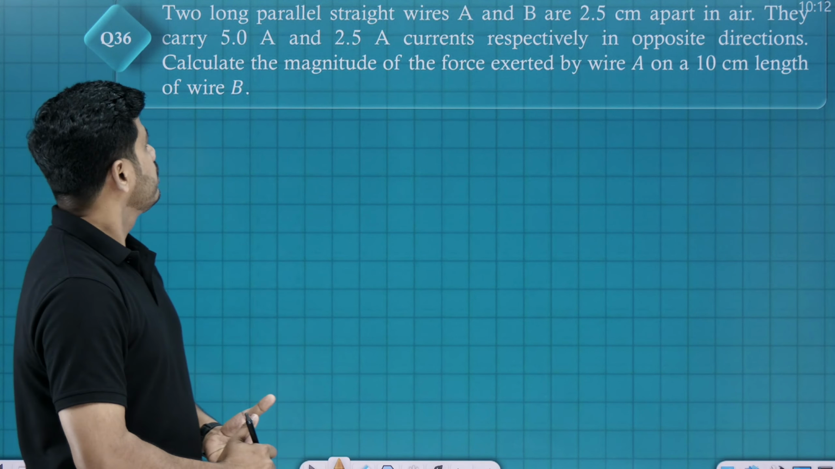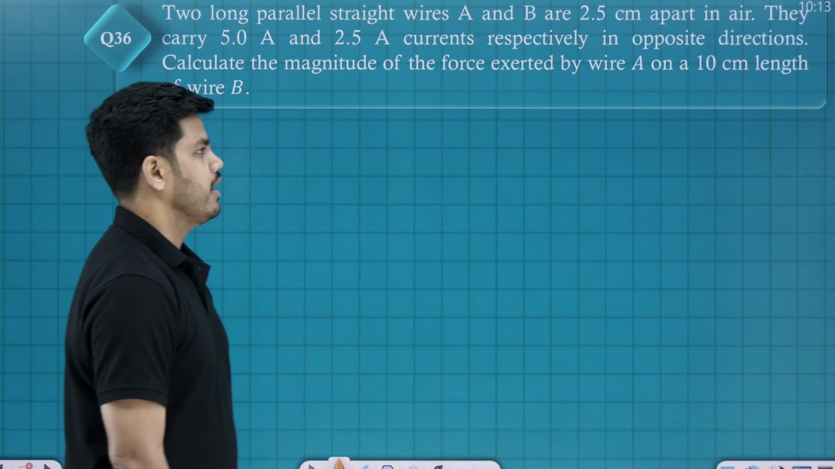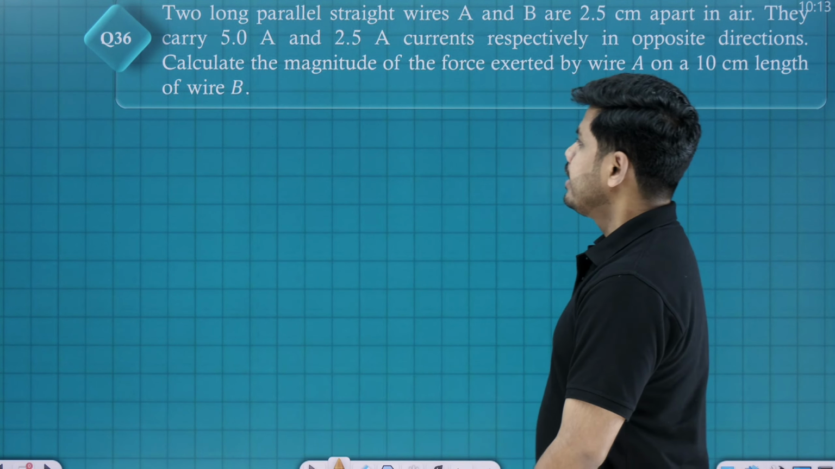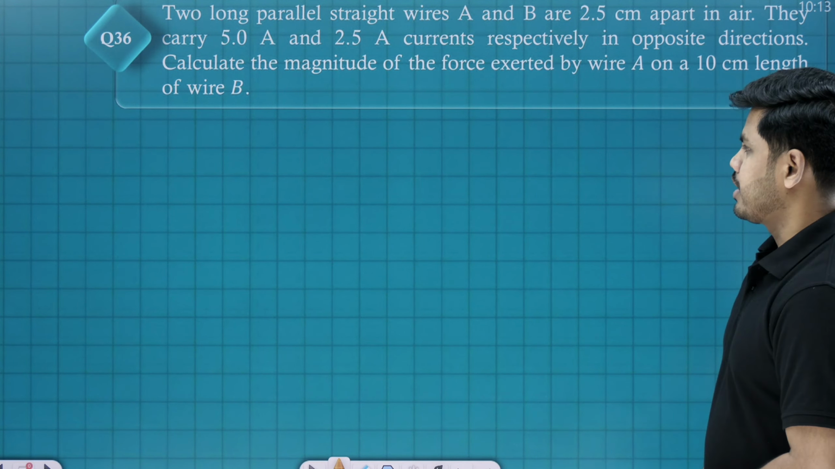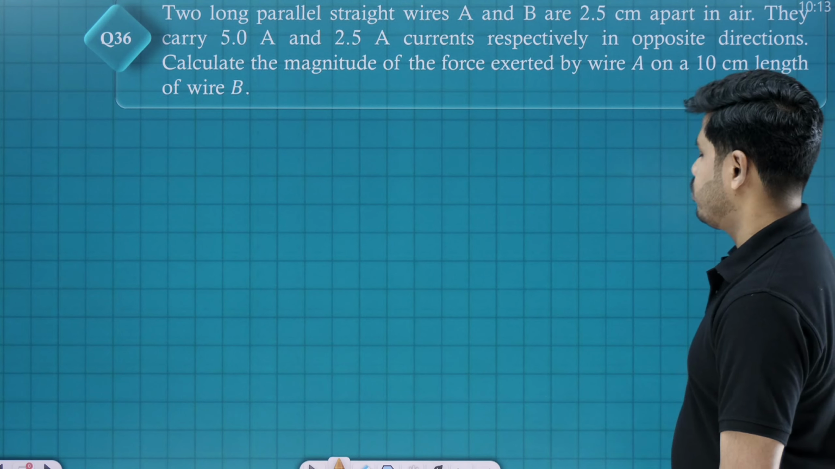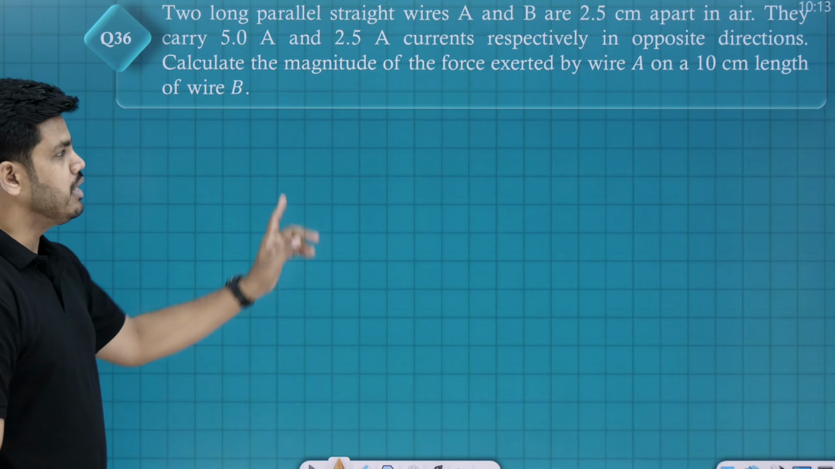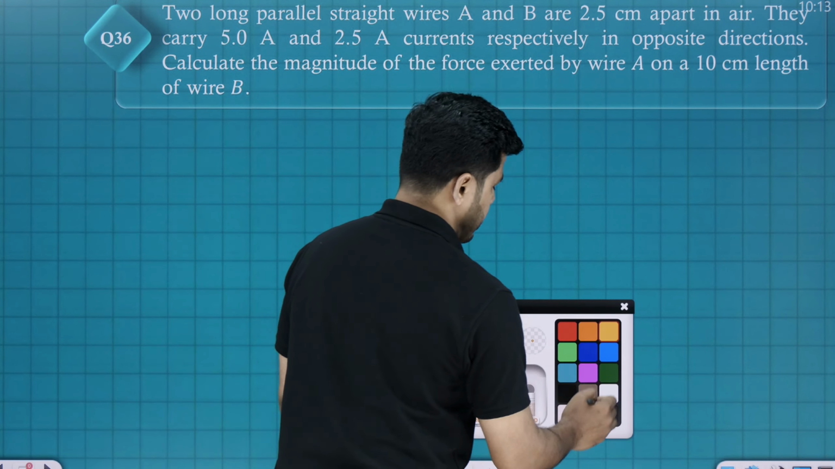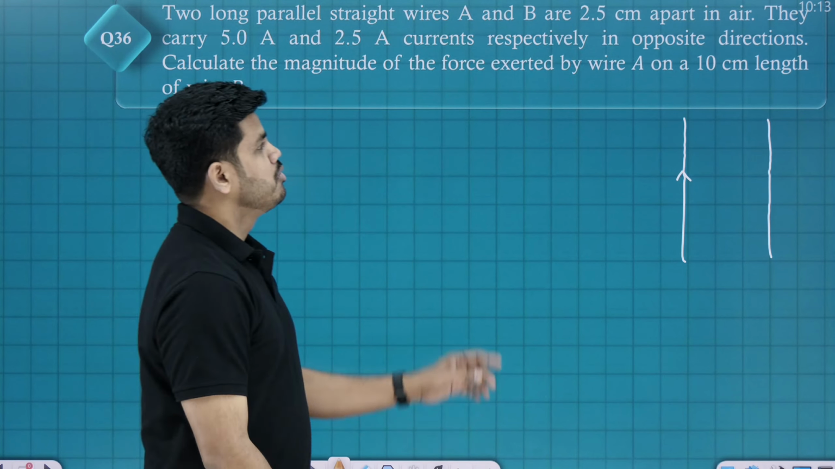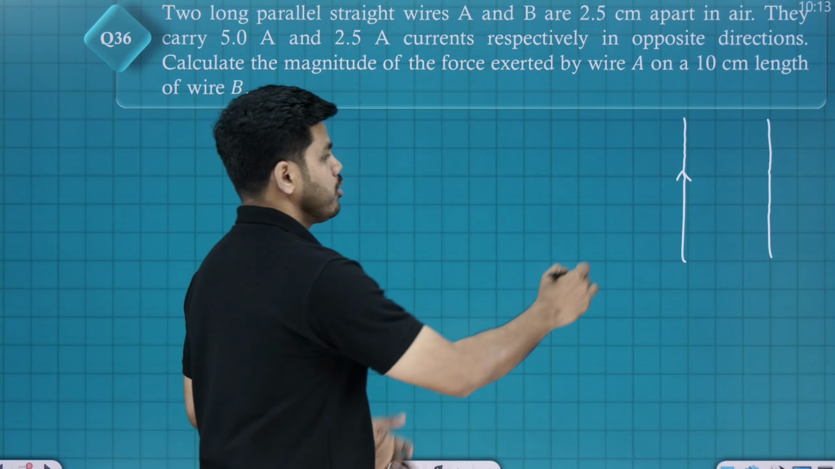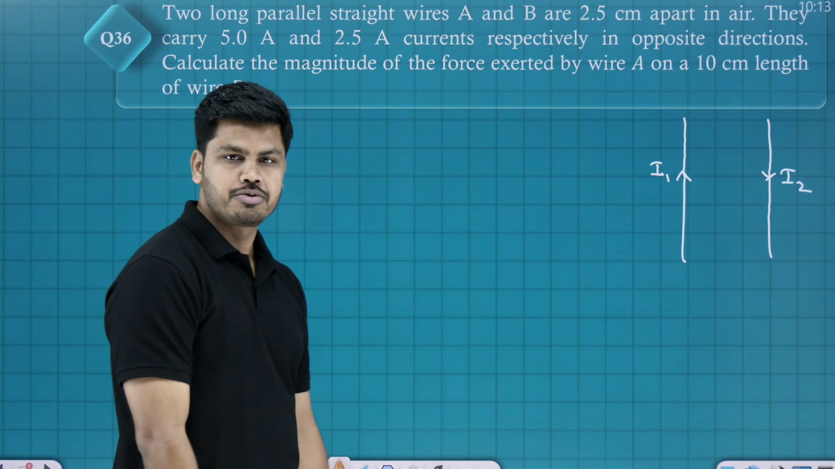Now, two long parallel straight wires A and B are 2.5 centimeters apart in air. They carry 5 ampere and 2.5 ampere currents respectively in opposite directions. Calculate the magnitude of the force exerted by the wire on a 10 centimeter length of the wire B. So we have two wires, and the concept is force between two parallel conductors. Both carry a current, I1 in this direction, then I2 will be in the opposite direction as per the question.